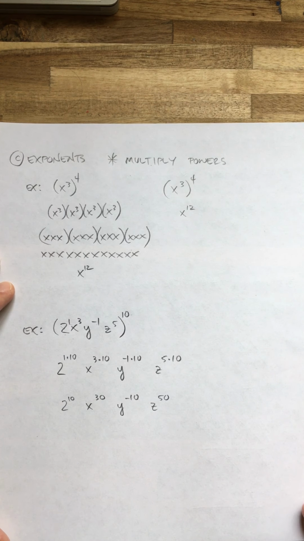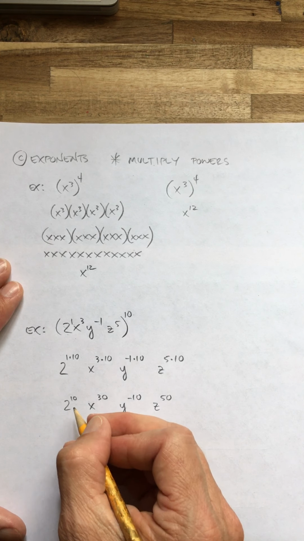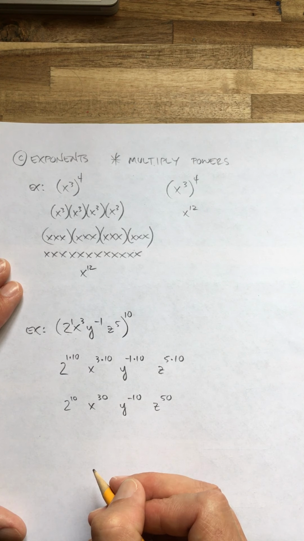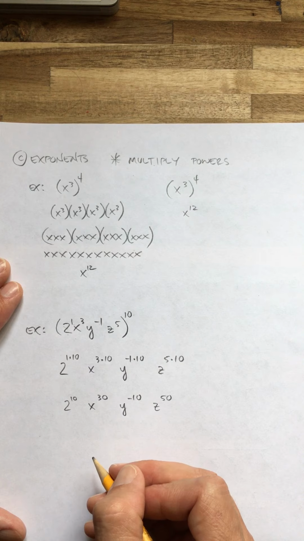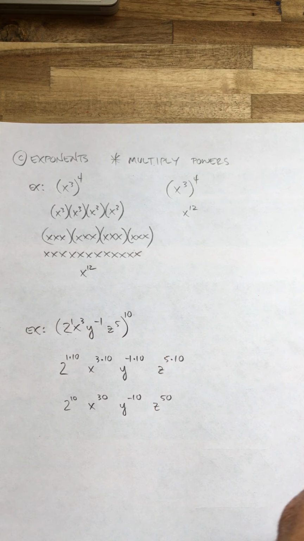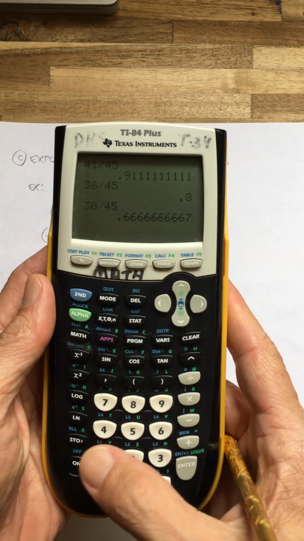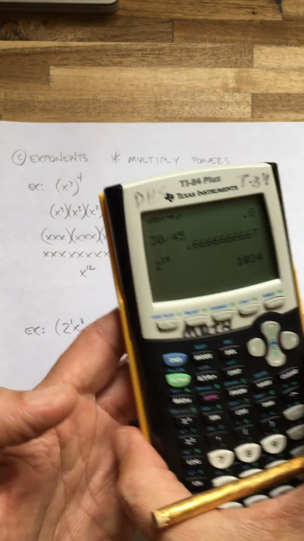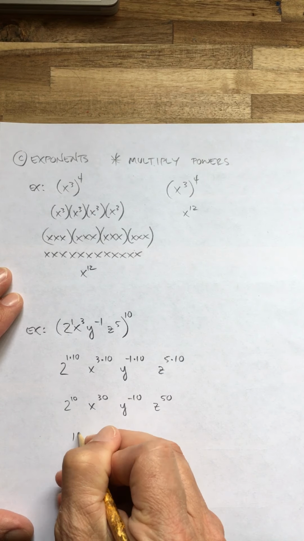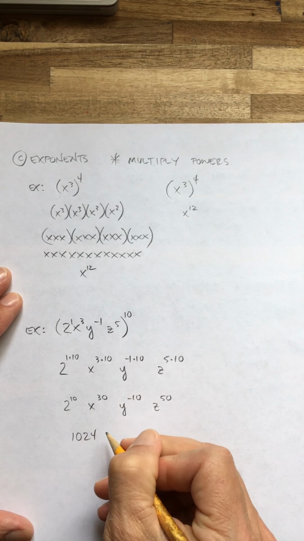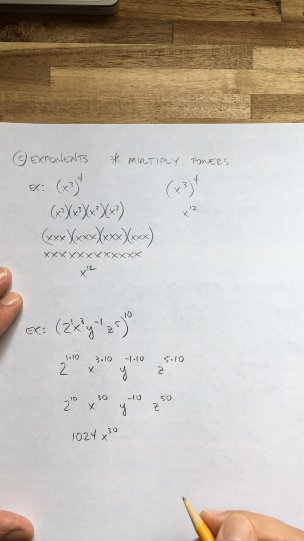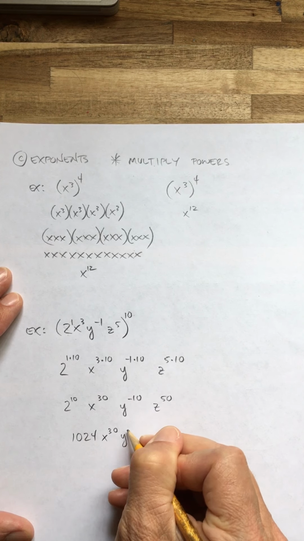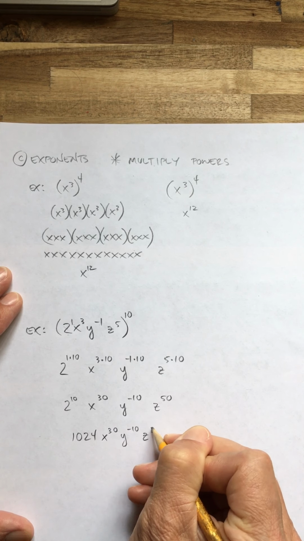And then from here, all you have to do is 2 to the power of 10. I think that's 1,024. Can anybody verify that? Let's try it. 2 to the power of 10. Yeah, 1024. So 1024, x to the power of 30, y to the negative 10, and z to the positive 50.